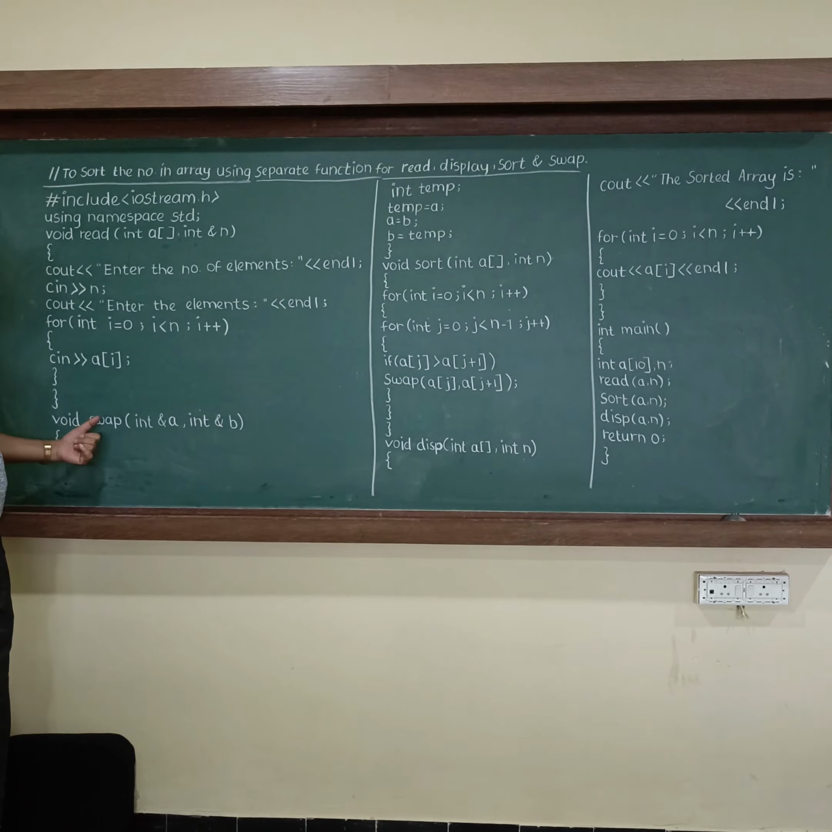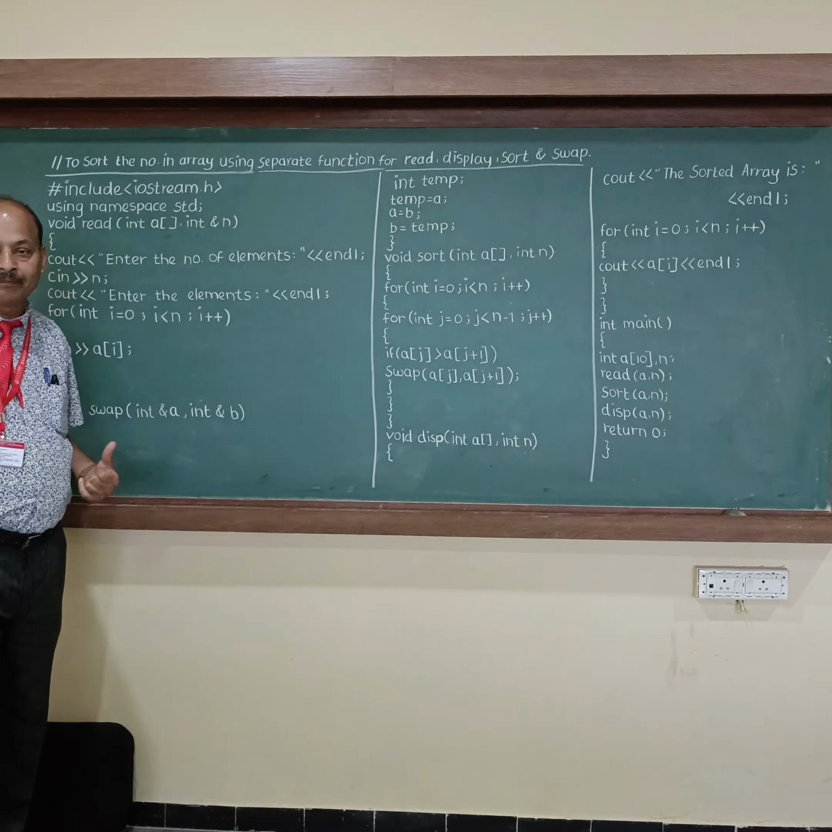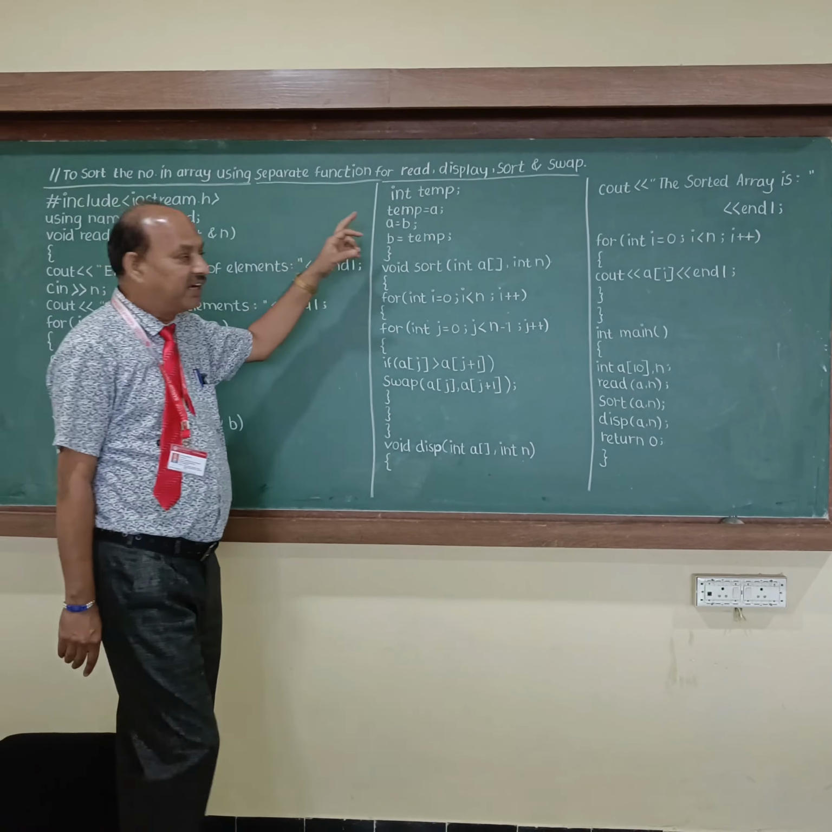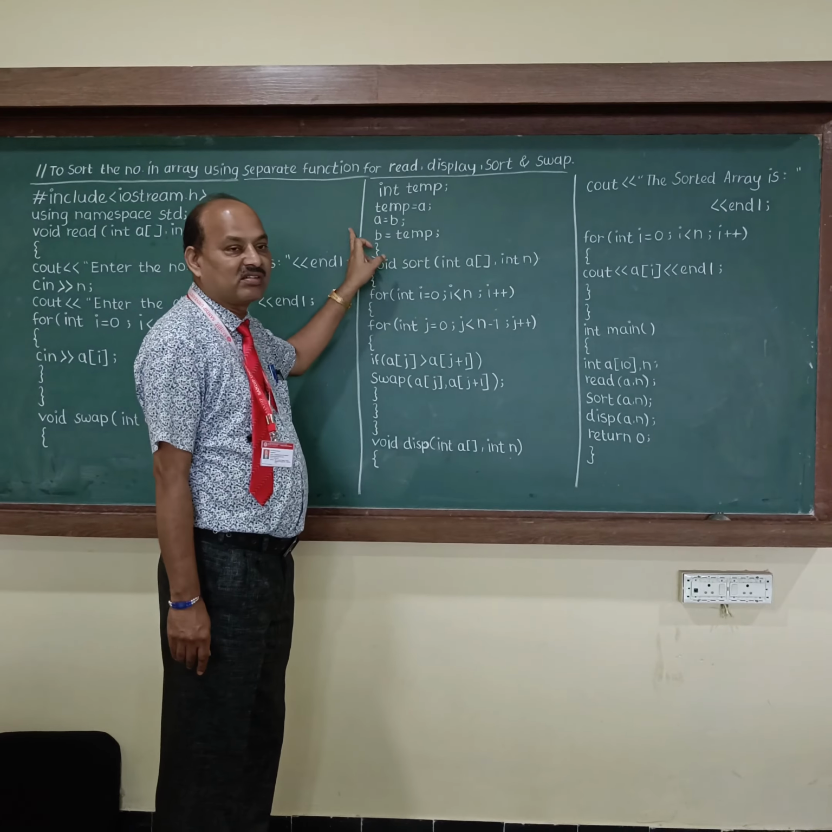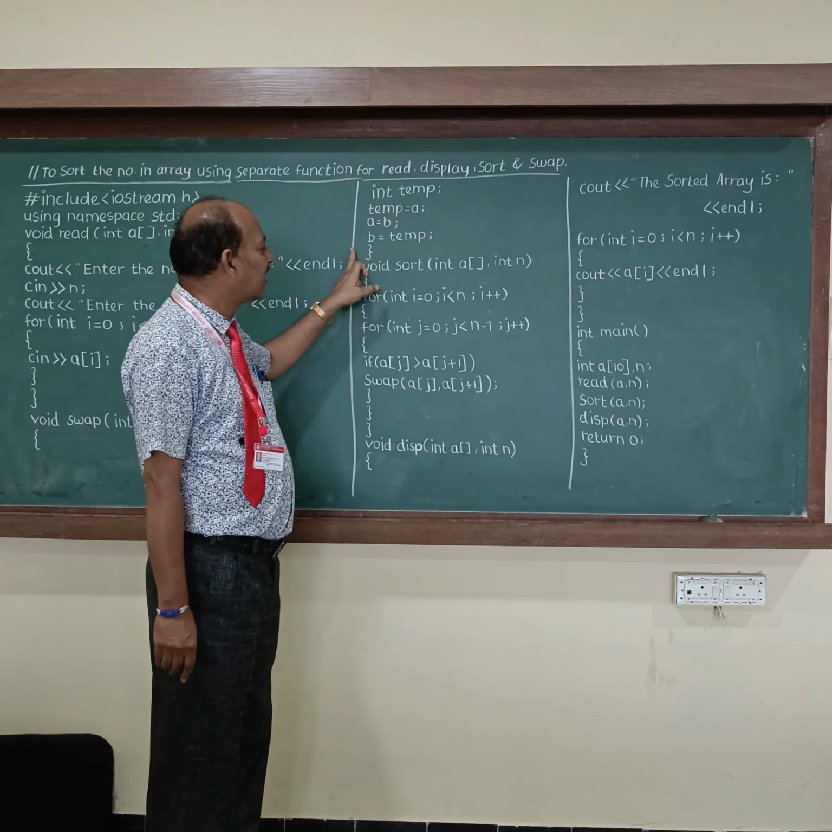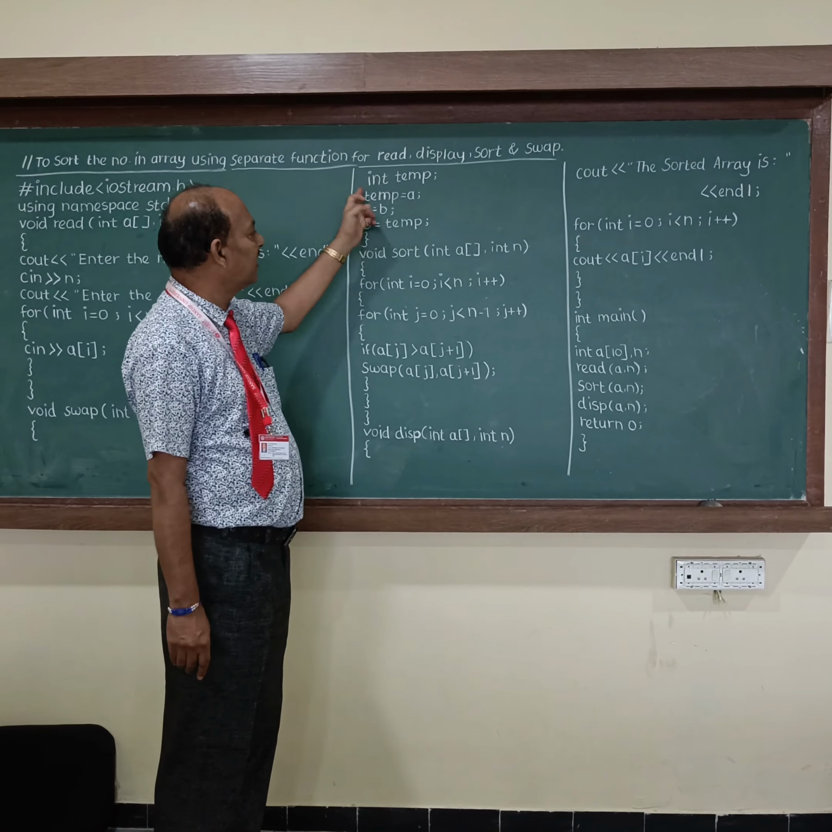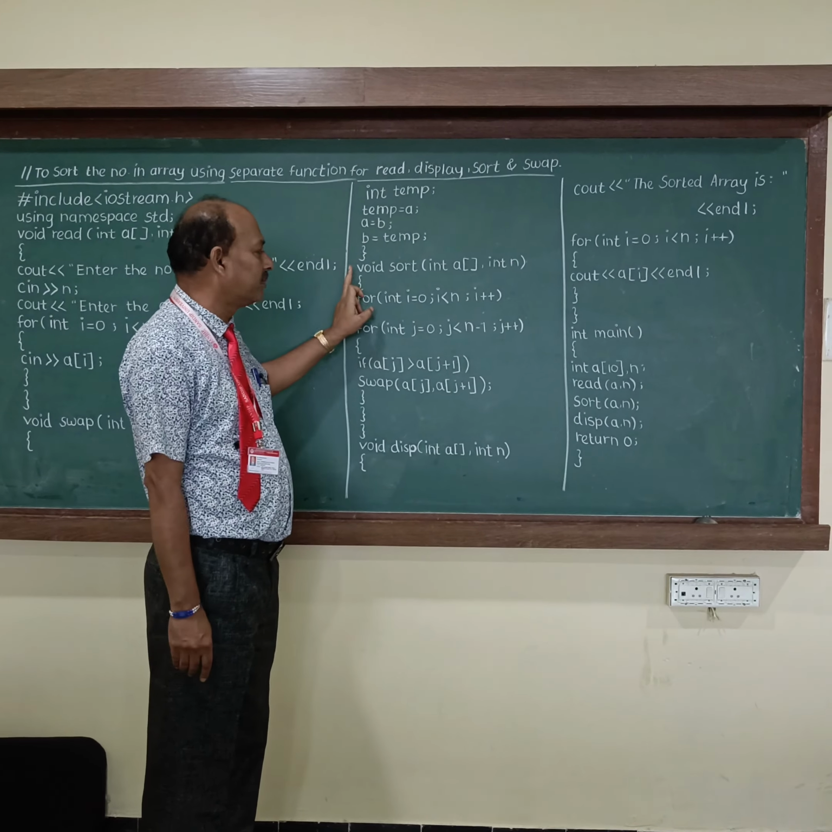Then void swap(int &a, int &b). Then open the brace again for the temp process: int temp = a; a = b; b = temp; and close the brace. This is the temp process.